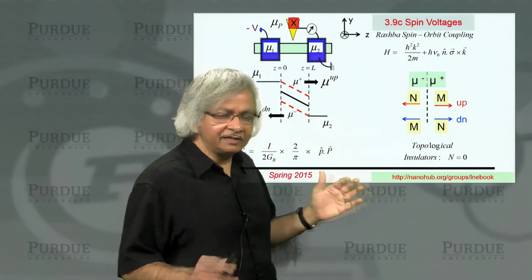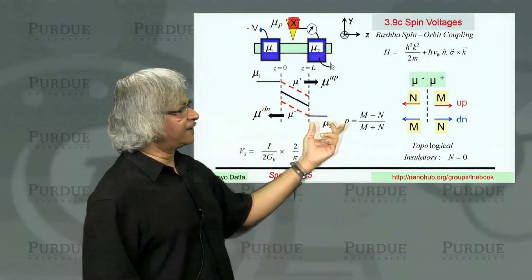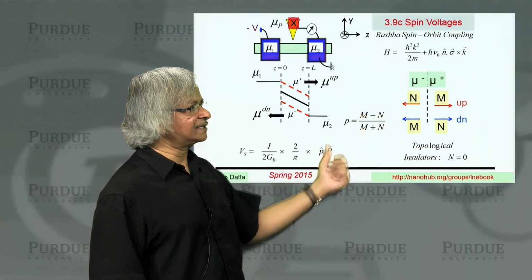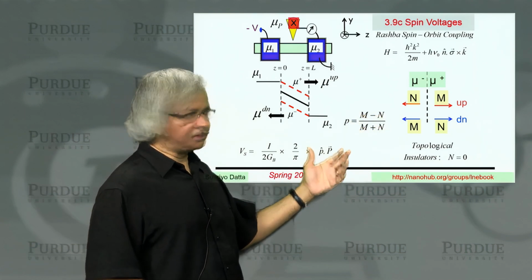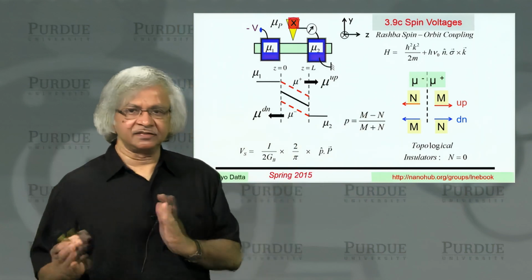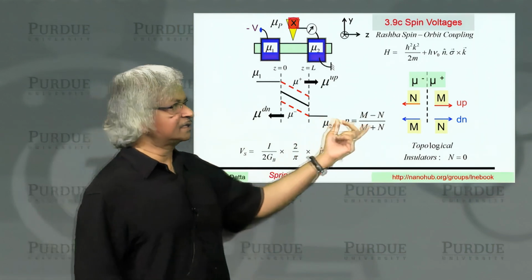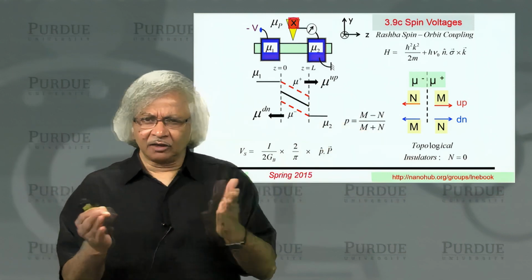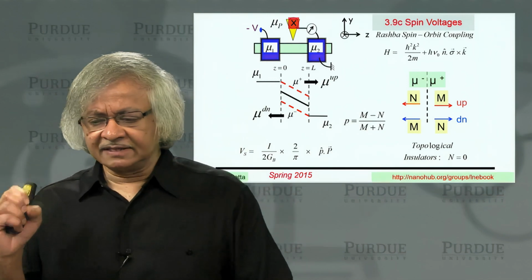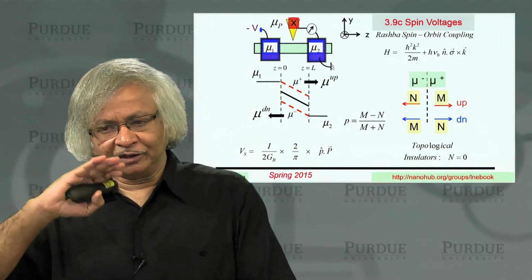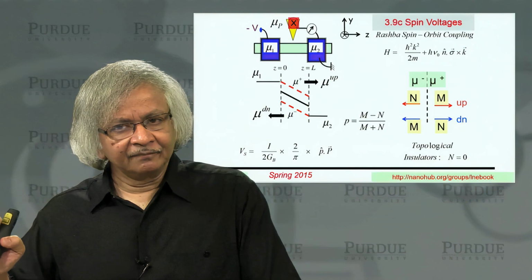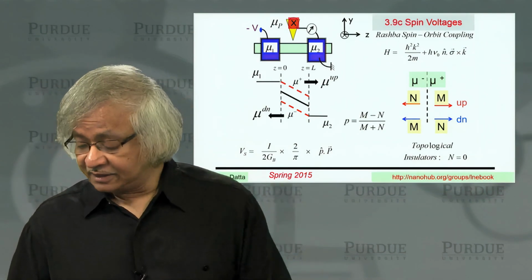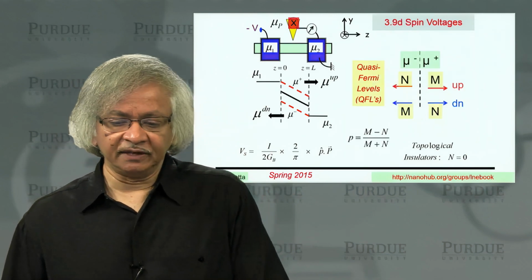But more generally, n is not 0, and you could define this polarization as m minus n over m plus n. That's the p that enters here. So you'd still have a spin potential as long as m is different from n, but it would be somewhat smaller because of this factor. Now, these are details that are in the notes. I'm not going into it because, as I said, this is a little bit of a detour from the main topic. But the main point that I really wanted to get across in this unit is this concept of quasi-Fermi levels.